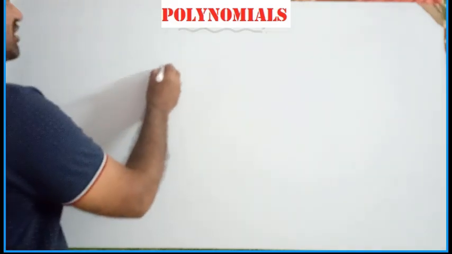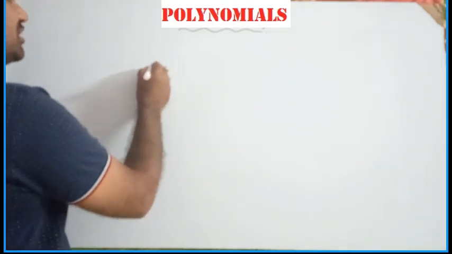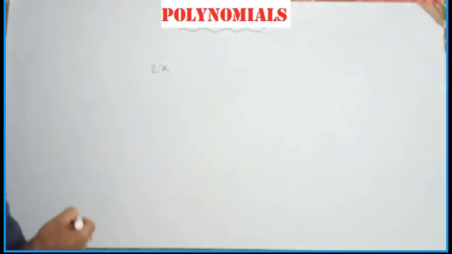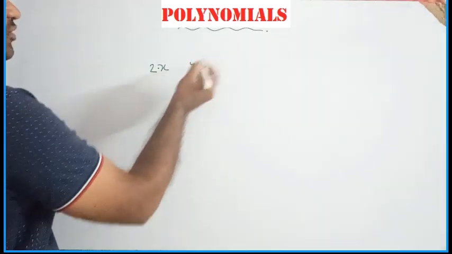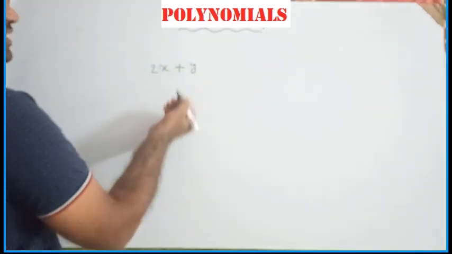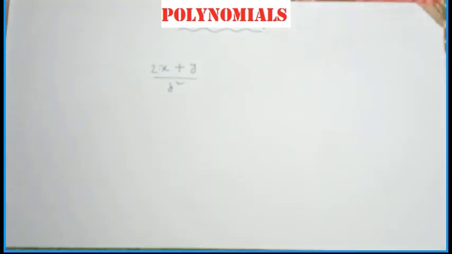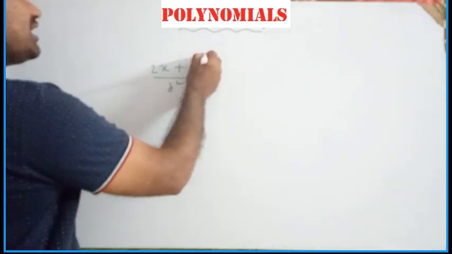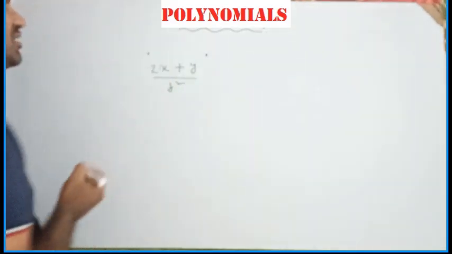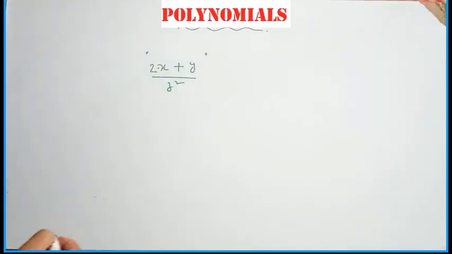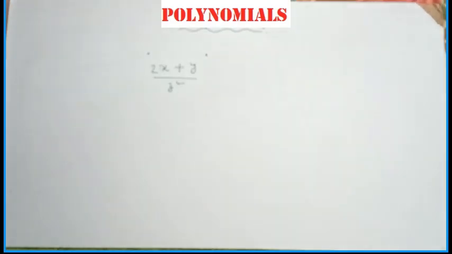For example, x is a variable, 2 is a constant, these two are connected with into. So y is another variable. These two are connected by plus, by z square. So 2x plus y by z square is called an algebraic expression. Algebraic expression means an expression involving constants and variables mixed with any of the four fundamental operations.